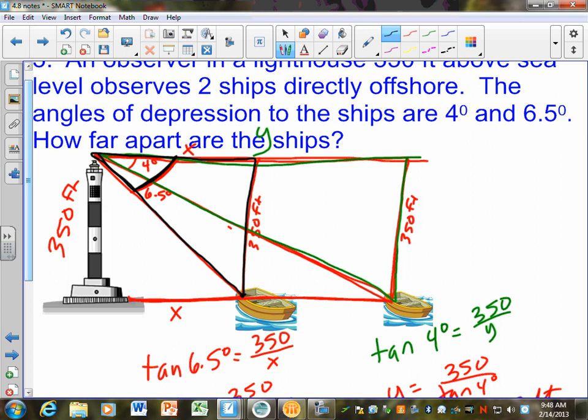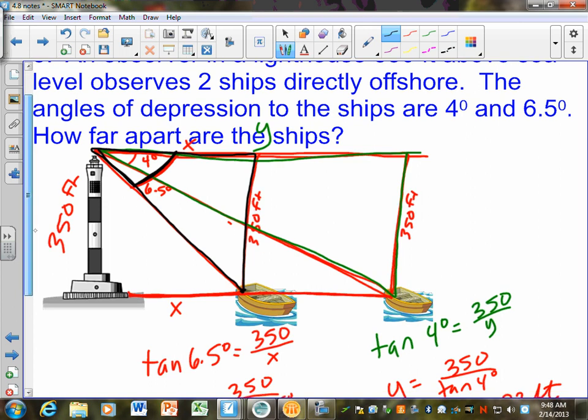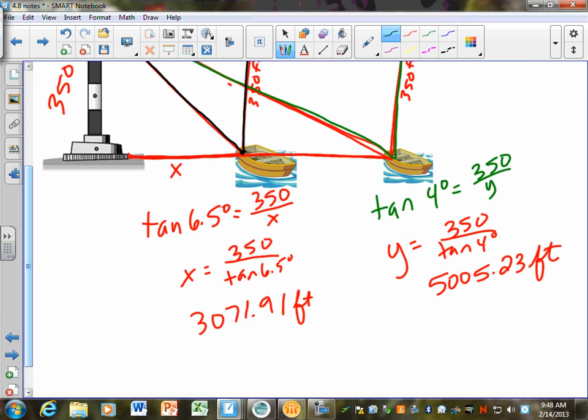So I've done a lot of work, but I haven't answered the question yet. I found how far each boat was from the lighthouse. How do I figure out how far apart they are from each other? Yeah, just subtract the two. So don't miss a point because you don't answer the question that's being asked. Make sure you pay attention to what's being asked on those problems. So to find actually how far apart they are, I'm just going to subtract those two. And I got 1,933.32 feet, something like that.